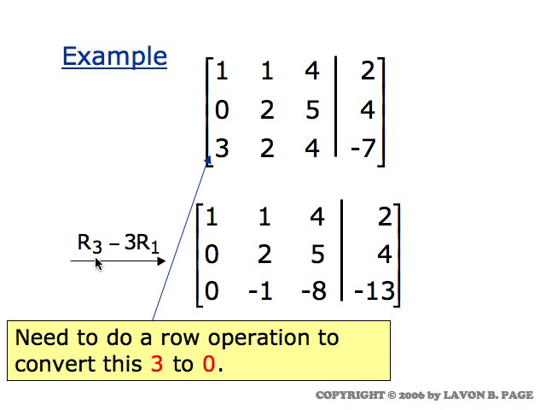Let's see why that works. Row 3 minus 3 row 1 will give us a new row 3, which is 3 minus 3 times 1. 3 minus 3 is 0. 2 minus 3 times 1 is minus 1. 4 minus 3 times 4. 4 minus 12 is minus 8. Minus 7 minus 3 times 2 is minus 7 minus 6, which is minus 13. Next step.